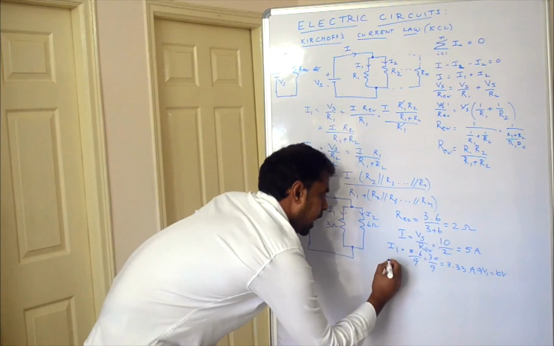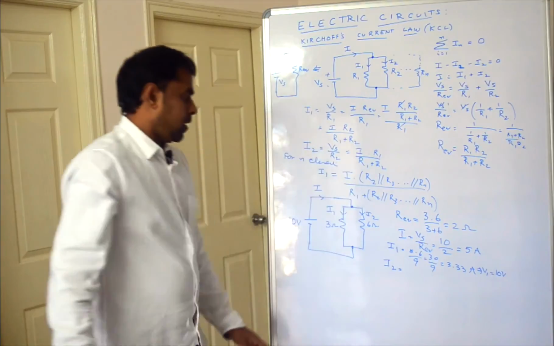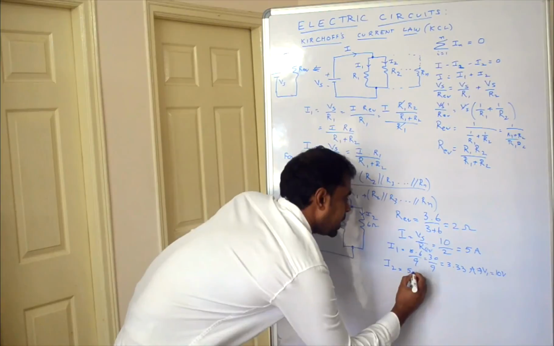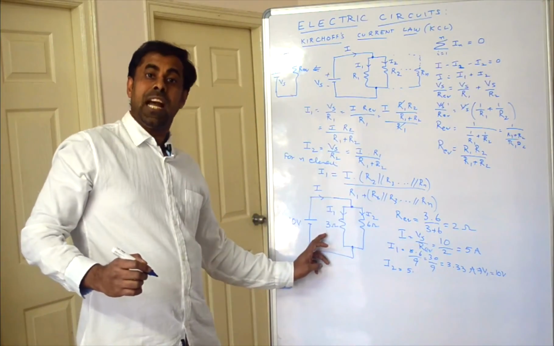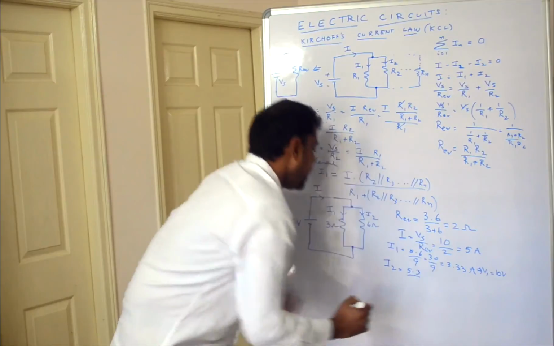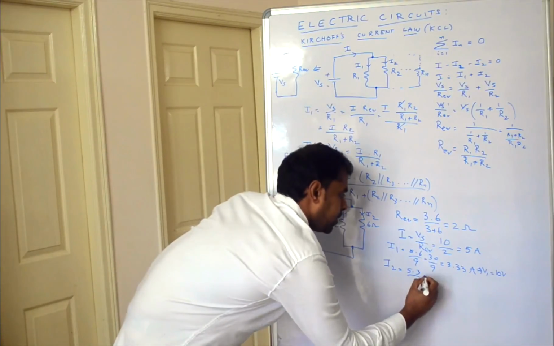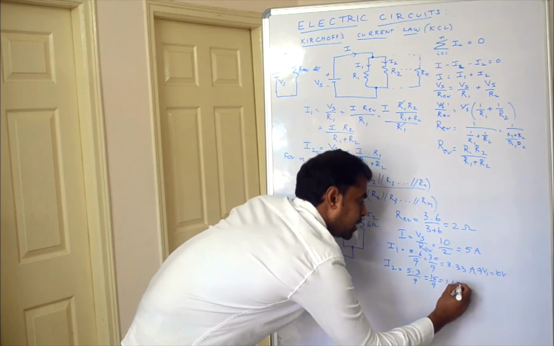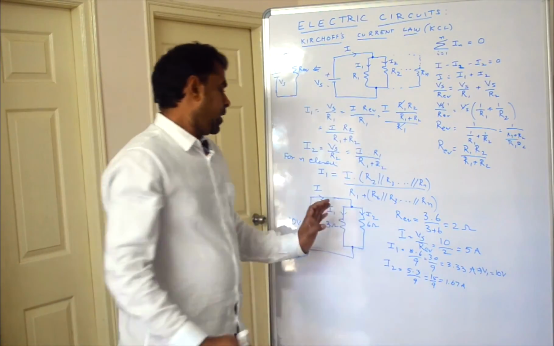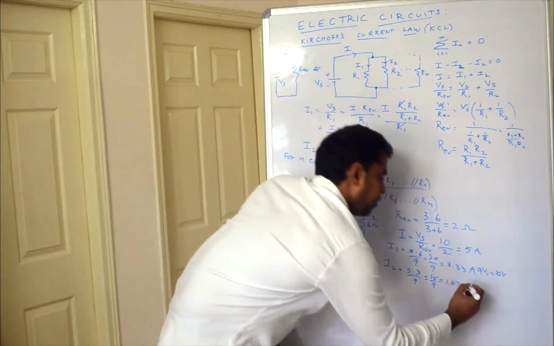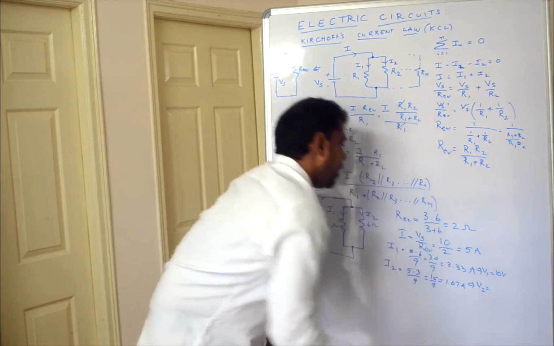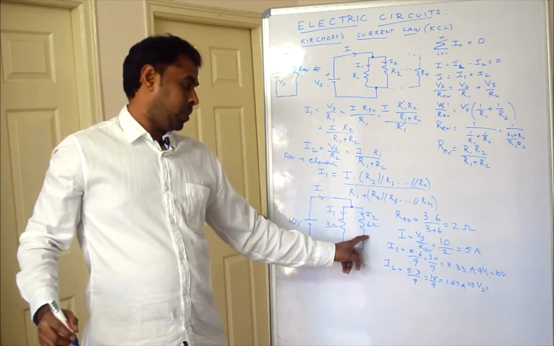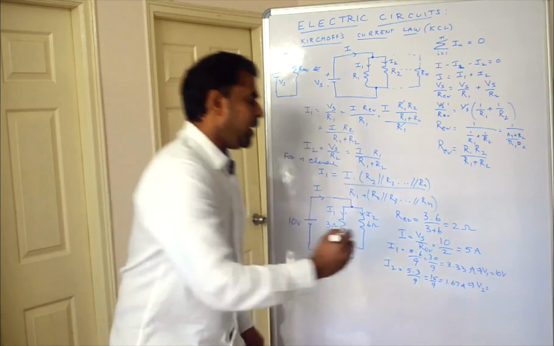Okay. Next I2 is nothing but total current 5 amperes into the resistance in the other branch 3 ohms by the sum of resistances. It is 9. It is 15 by 9. It will be 1.67 amperes. Similarly, if you find V2, it will be I2 into R2. R2 here is 6 ohms. So 1.67, it will be 10 volts.